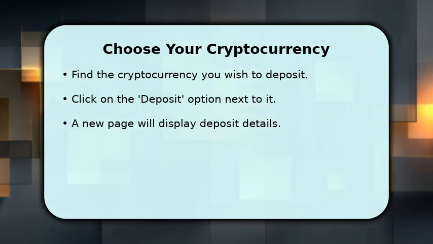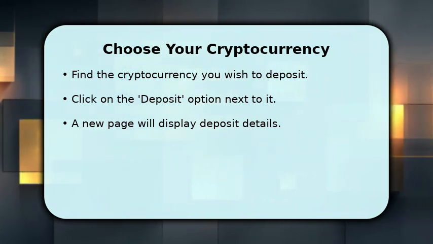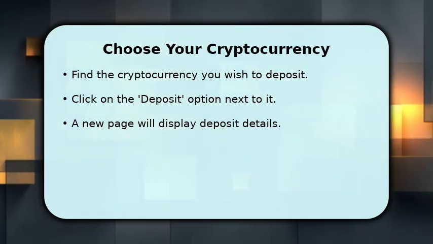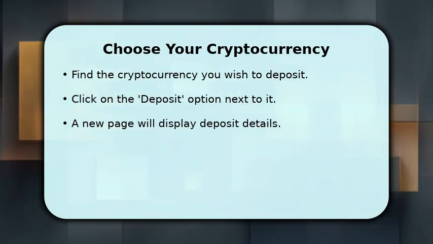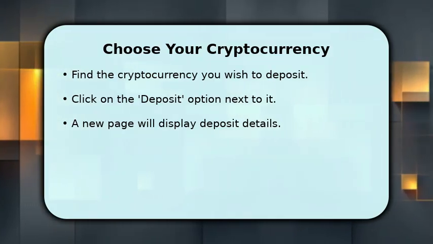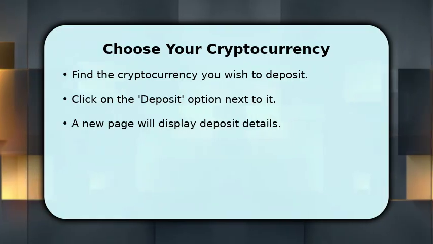Next, locate the specific cryptocurrency you want to deposit. For example, if you're looking for your Bitcoin address, find Bitcoin in your list of assets. Then, click on the deposit button associated with that particular coin. This action will take you to a new page dedicated to that cryptocurrency's deposit information, including its unique address.